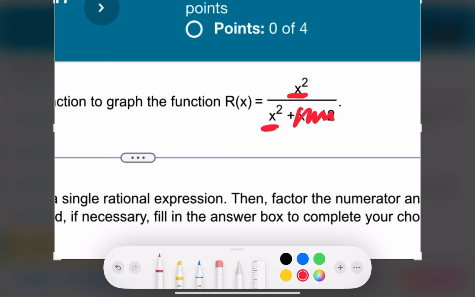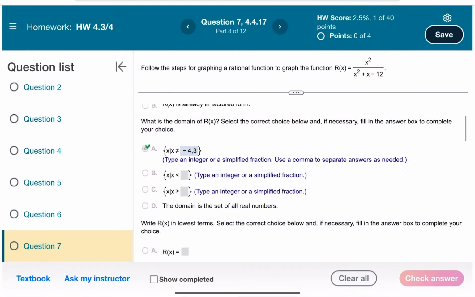So now we go and look at the rules. What's the degree of the bottom? 2. What's the degree of the top? 2. And one of the rules says that if they both match, your horizontal asymptote is the ratio of the top divided by the bottom. Now we didn't have a number there, so therefore it's just 1. So your horizontal asymptote is just y equals 1, and we're done there. Again, that only happens when your degrees are the same.